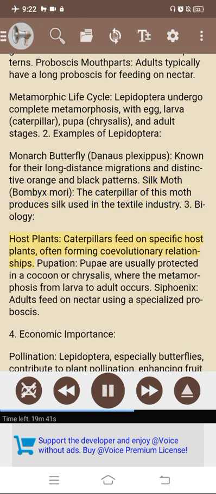3. Biology. Host plants. Caterpillars feed on specific host plants, often forming coevolutionary relationships. Pupation. Pupae are usually protected in a cocoon or chrysalis, where the metamorphosis from larva to adult occurs. Siphoning. Adults feed on nectar using a specialized proboscis.